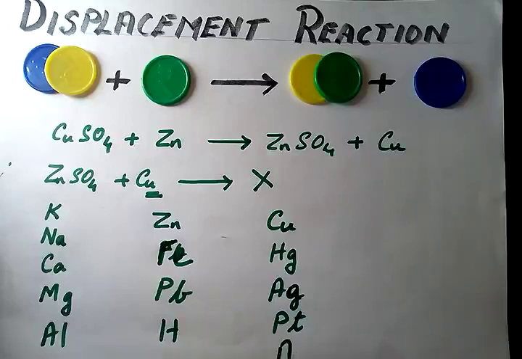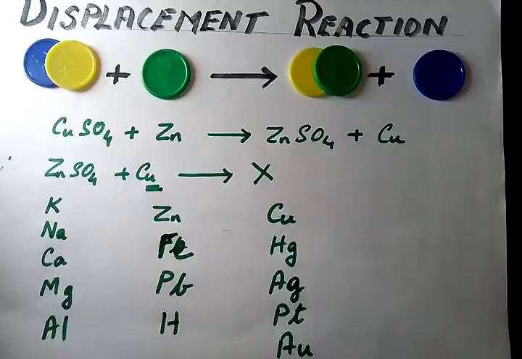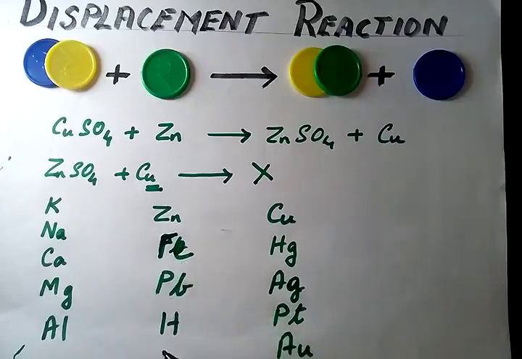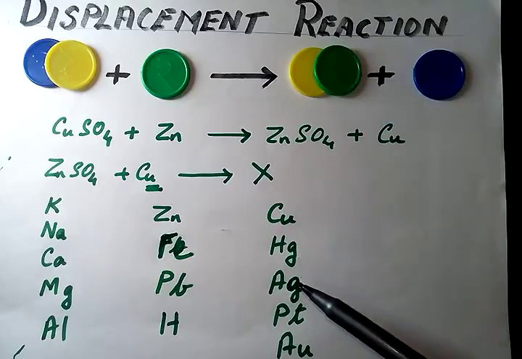So you'll have a series which has been decided based on the metal activity and the reactions and their active process. We call it the series of potassium, sodium, calcium, magnesium, aluminium, zinc, iron, lead, hydrogen, copper, mercury, silver, platinum and gold.